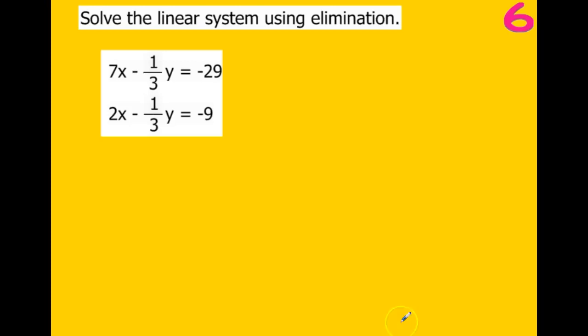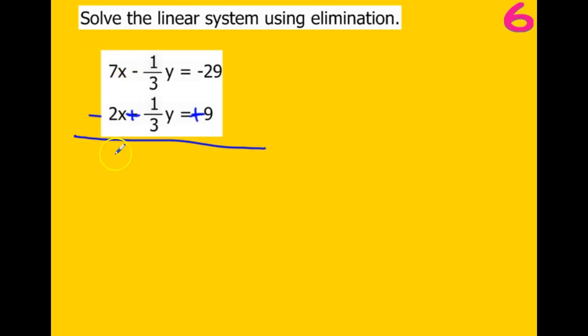All right, this last one has some fractions here, but don't let that confuse you. We're going to solve it the same way. The 7 and the 2 aren't going to eliminate if we add or subtract, so let's get rid of the negative 1/3 y's. They're both negatives, so that's not going to go away. So we need to subtract instead of add, because here now two negatives are going to make a positive. And these two negatives are also going to make a positive. This is our last problem.